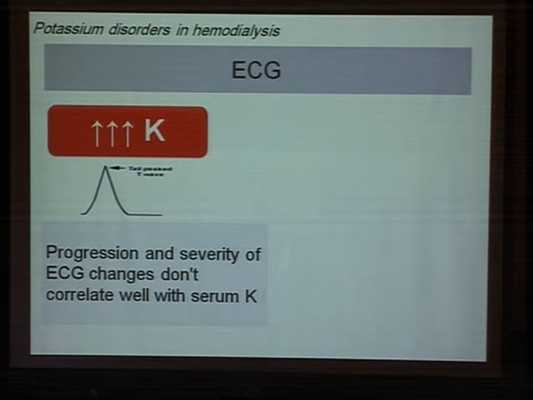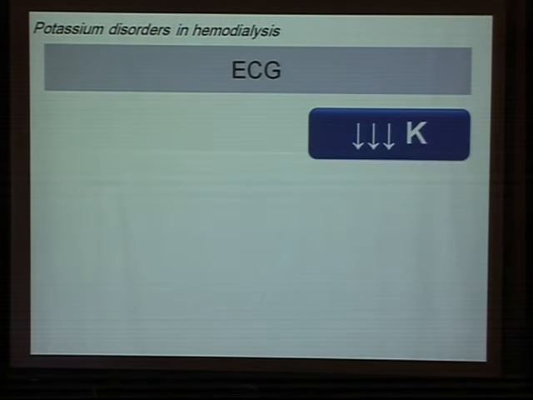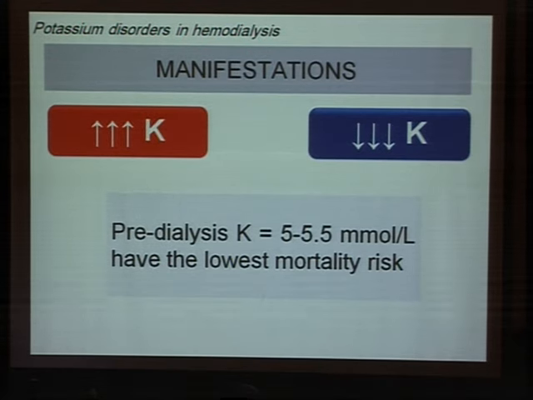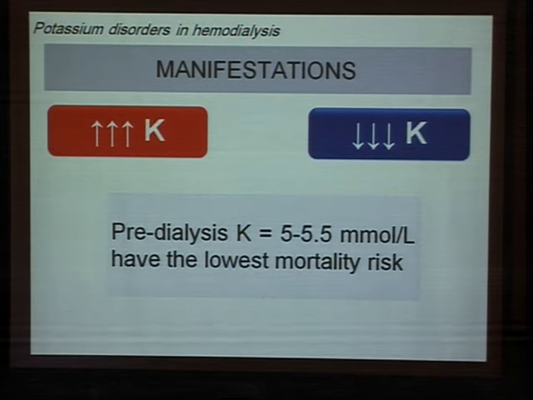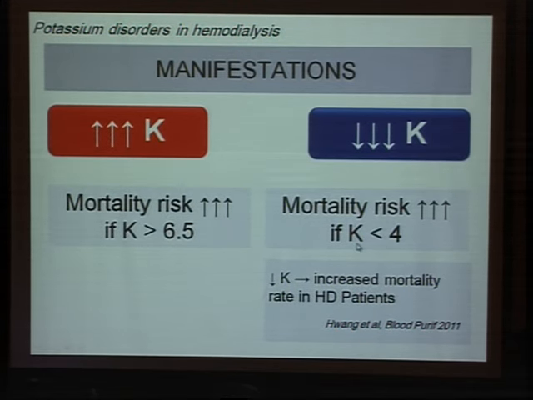ECG findings are deceiving, and in fact there is disparity between ECG findings and potassium level, therefore serum potassium level is the guide for therapy. For hypokalemia, we will have the reverse relative to ECG findings. So we might have flattened T wave, peaked P wave, and U wave might also appear. So it appears that the ideal pre-dialysis potassium is about 5 to 5.5 millimol per liter, and that mortality much increases if potassium is very high or low. Low potassium association to mortality has been documented in many studies.